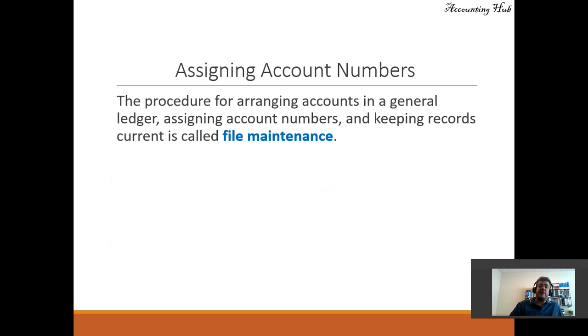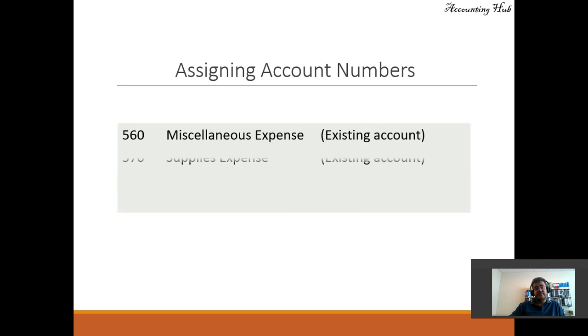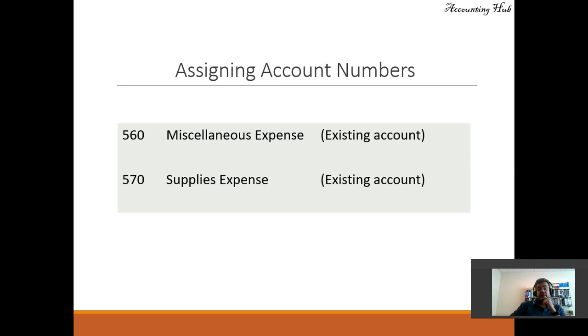And the procedure for arranging accounts in the general ledger, assigning account numbers, and keeping records current is called file maintenance. For instance, 560 miscellaneous expense, 570 supplies expense, both existing accounts. I want to create a new one right in the middle. So the number must be between 560 and 570. For instance, 565 postage expense, the new account.